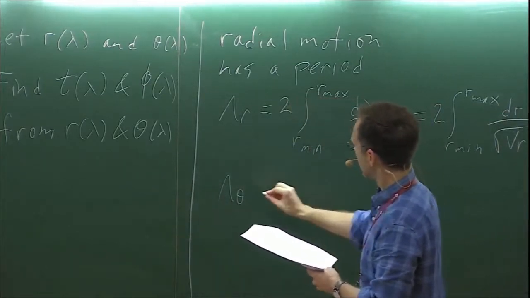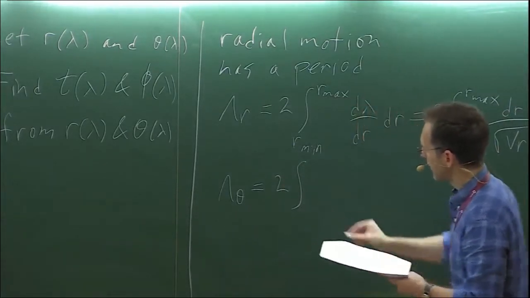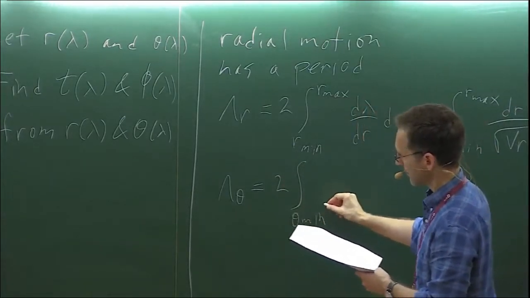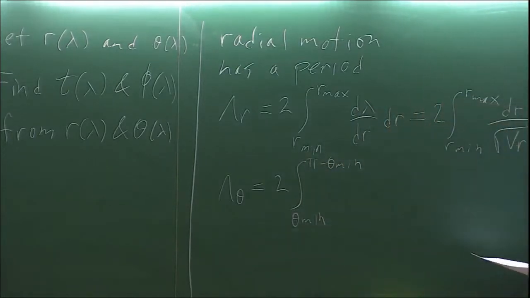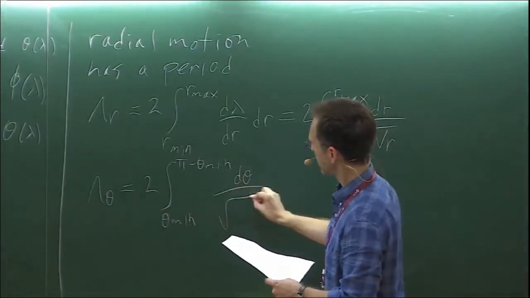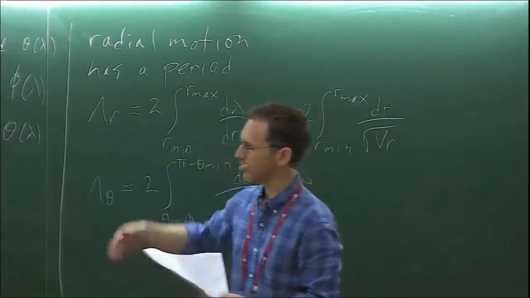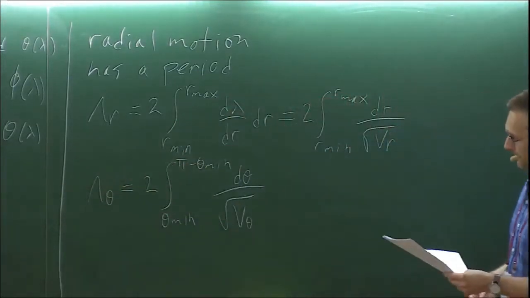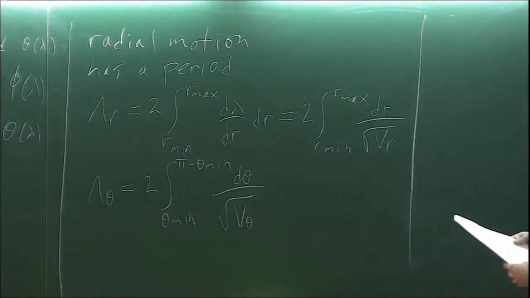Lambda theta, exact same thing. Integral from theta min now to pi minus theta min. So that's the maximum you can get. And the integral is over square root of V theta. So these plus and minus signs over here correspond to inward and outward motion. Now we also have the period of the azimuthal motion.